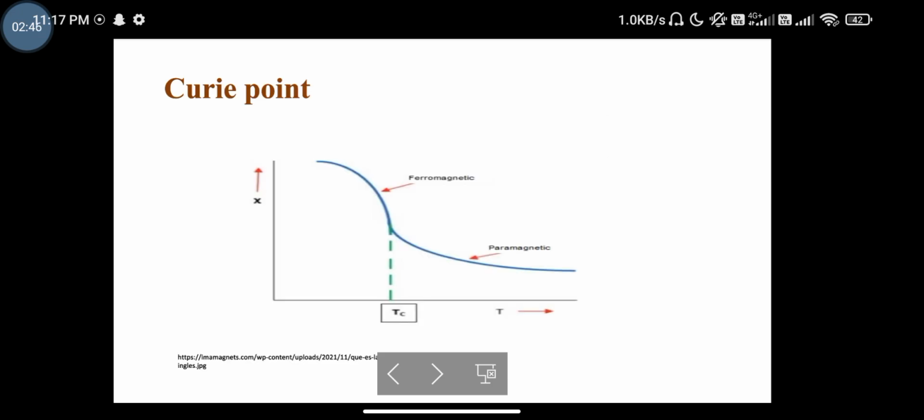So next we see the graph of the ferromagnetic and paramagnetic temperature. As we can see in the graph, when a ferromagnetic element exceeds the Curie temperature, it becomes a paramagnetic element.